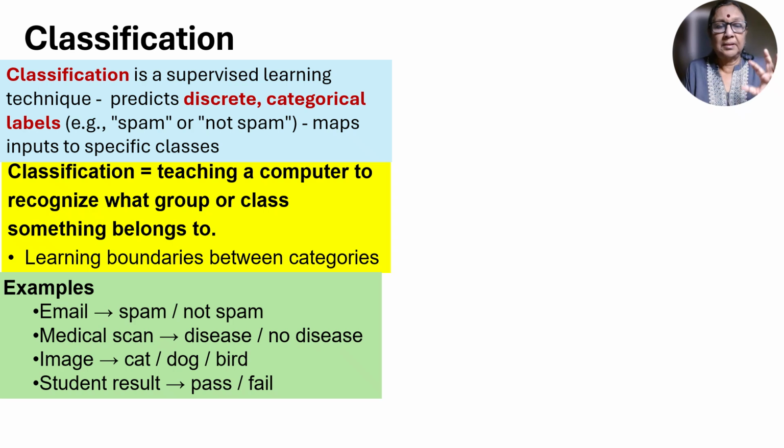Examples are email, which you can classify as spam, not spam. Then medical, where you can classify disease, no disease. It need not necessarily be only two. For example, an image can be classified as a dog, cat, or a bird, and student results can be classified as pass or fail.